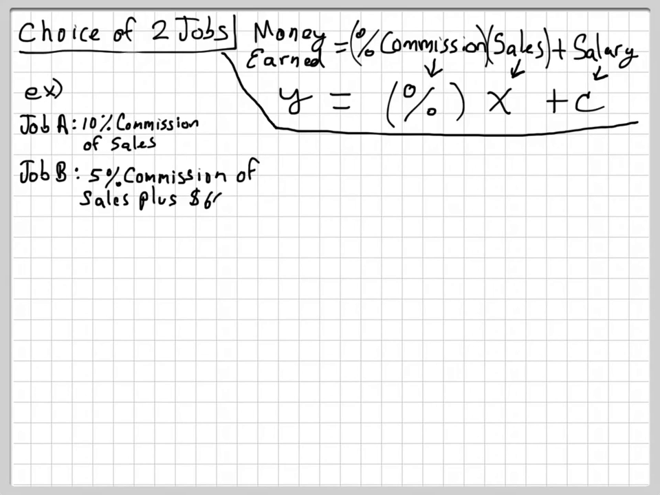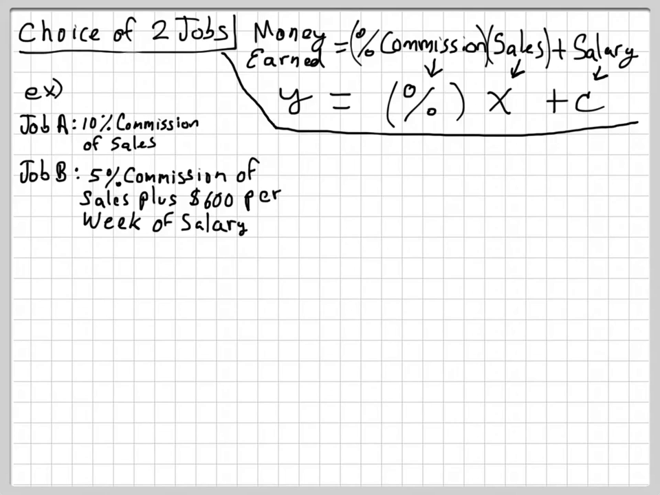Job A, for example, offers to pay 10% of commission of sales. So for example, if you as a salesman sell $1,000 worth of merchandise for the company, then you'll receive 10% of it, which is $100. If you sell $10,000 worth of merchandise, then you'll receive 10% of that, which is $1,000.